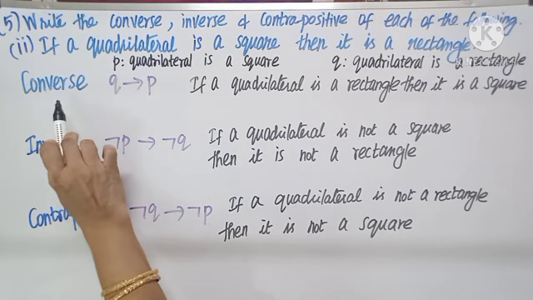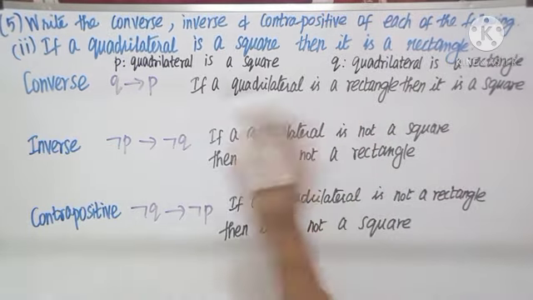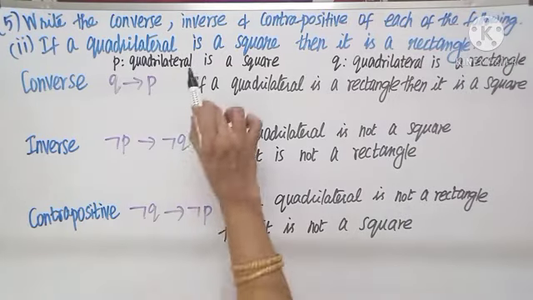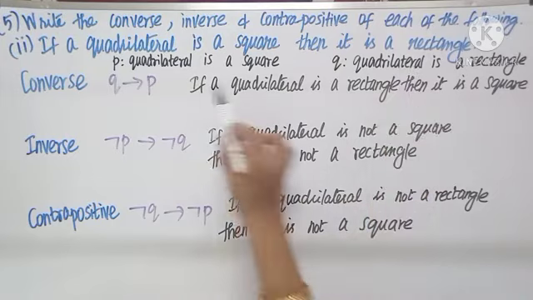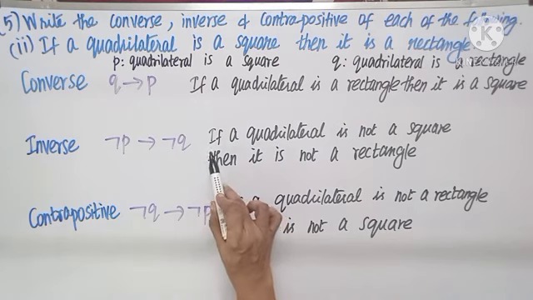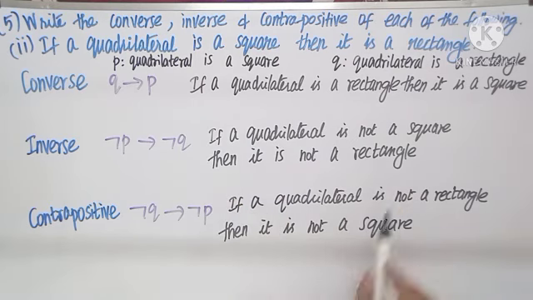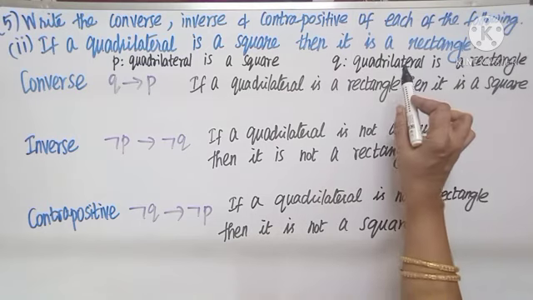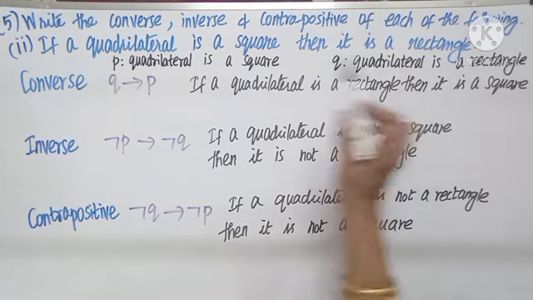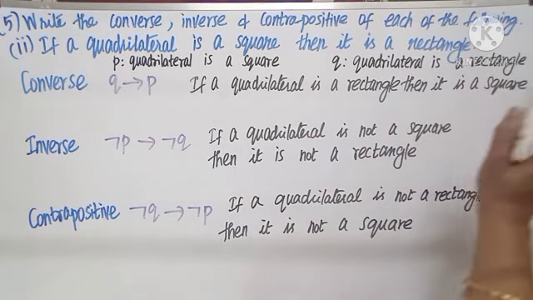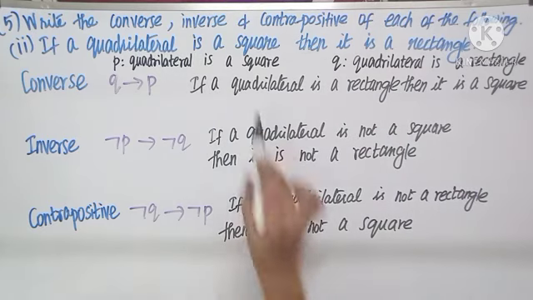So let us recall converse. We reverse and write Q first and then P. Inverse. Order doesn't change but put not for both. Quadrilateral is not a square, it is not a rectangle. If a quadrilateral is not a square, then it is not a rectangle. Contrapositive, put not and reverse it. So quadrilateral is not a rectangle, then quadrilateral is not a square. So we will frame, if a quadrilateral is not a rectangle, then it is not a square.